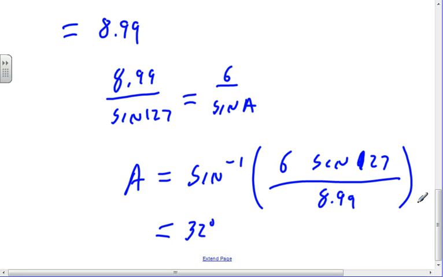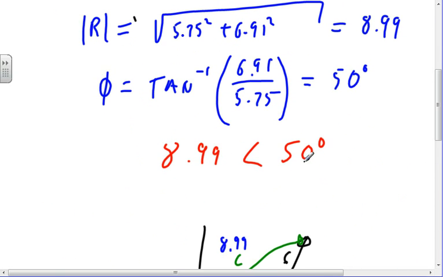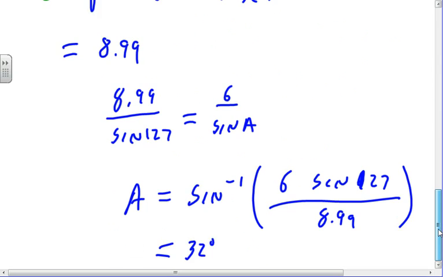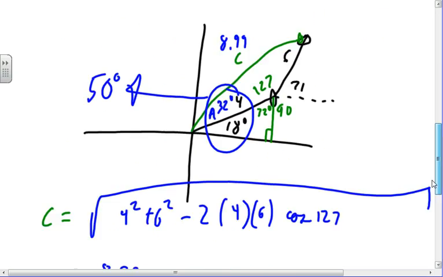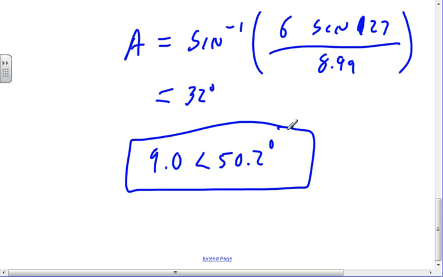What was the final answer, Doug? 8.99 angle 50. Or are you asking what the key actually says? Yeah. 9.0 angle 50.2. So the key decided that I only have 2 significant digits. So 9.0 angle 50.2 is what the key thinks the answer is.